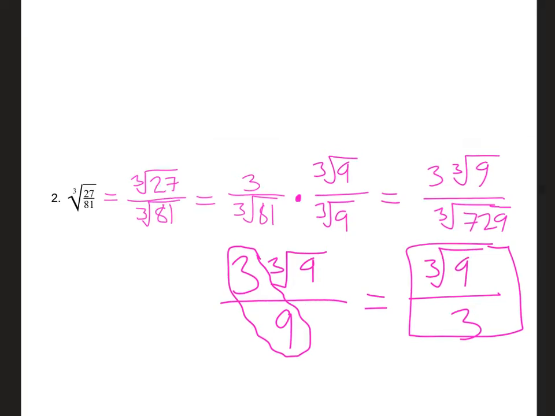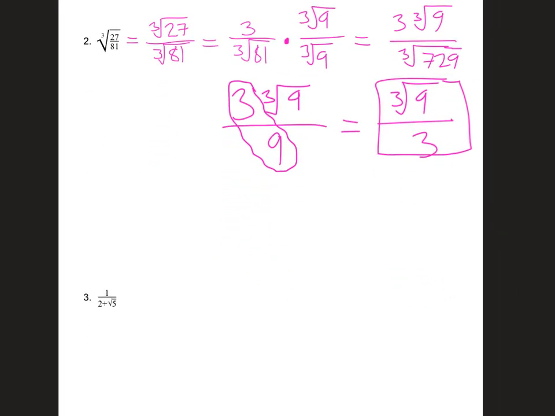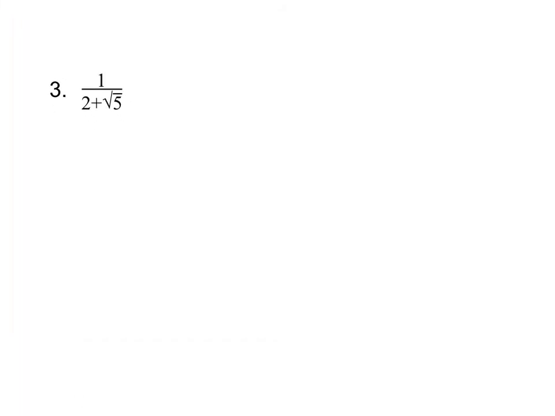Okay. So now on to number 3. This is going to be a little bit different. Notice this is just a regular old square root symbol. Right? Nothing different about that, except I'm going to add something to it. It's not just the square root of 5. It's 2 plus the square root of 5.